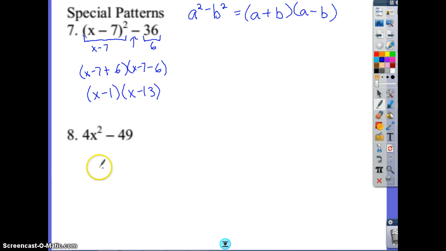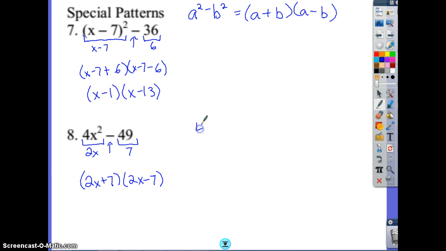In this case down here, I can look at it, and again, I have two quantities that are written with a minus inside, and I ask myself, do I know the square root of it? So the square root of 49 is 7, the square root of 4x squared is 2x, and so yes, I do, so I can write it as 2x plus 7 and 2x minus 7.